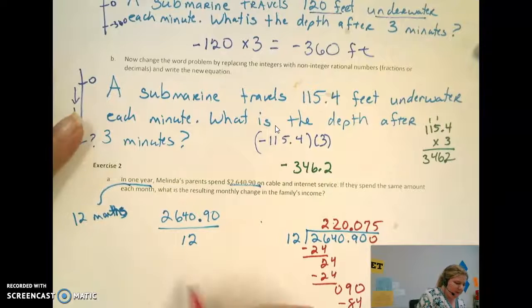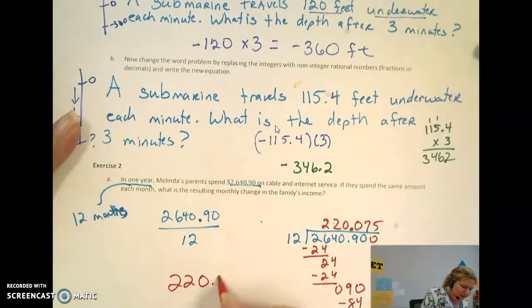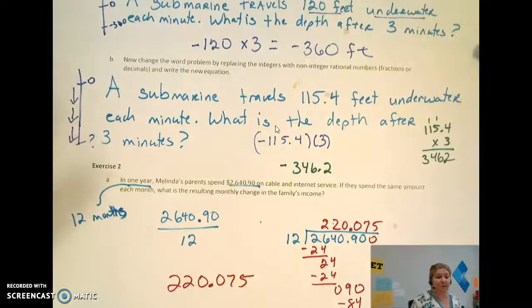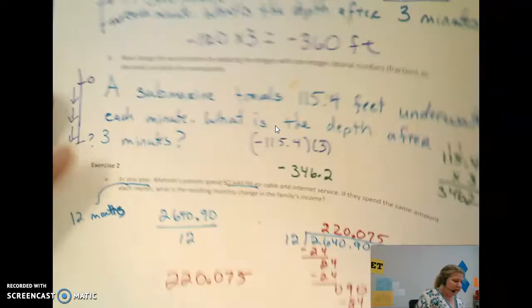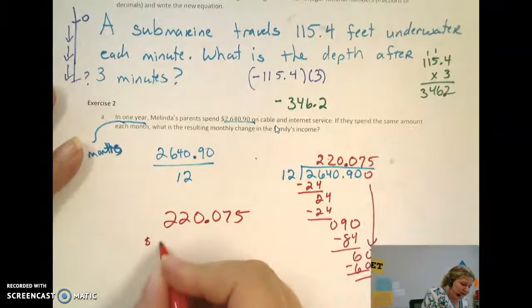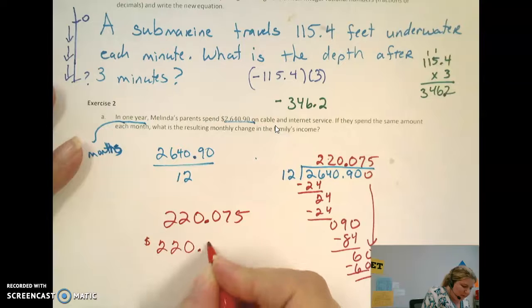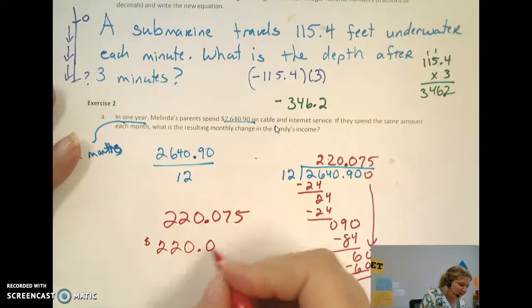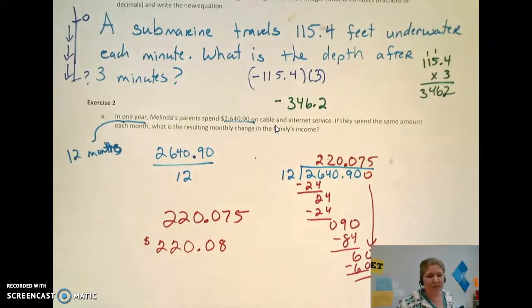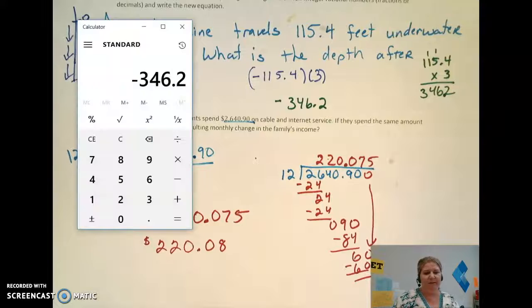Okay, but that doesn't look very much like money to me. Because money, as we've talked about before, has 2 decimal places. So I think what I should do is just round that, because that's what happens in the real world. Is that going to be 7 cents or 8? It should be 8. And again, when I'm dealing with these rational numbers, especially these larger numbers like this, I just like to verify my answers.